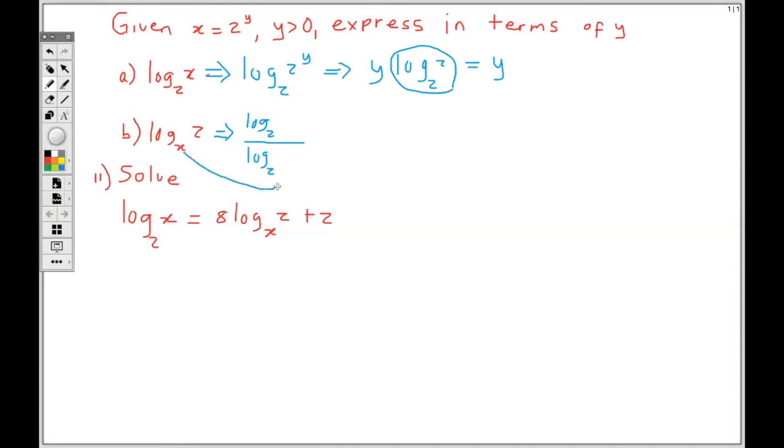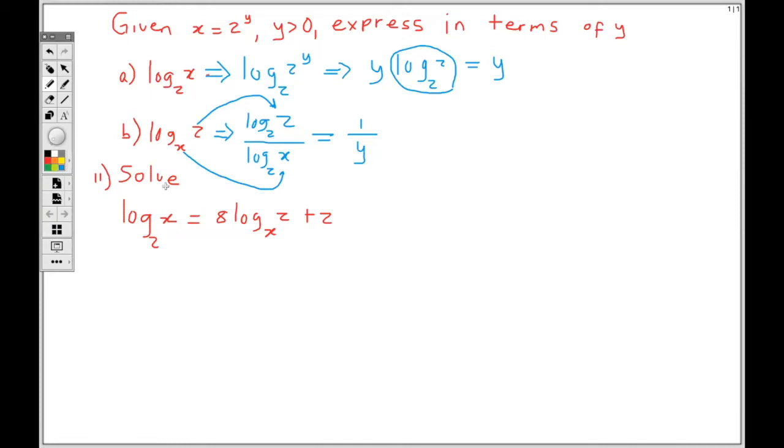Then I have the x goes in the denominator and 2 goes in the numerator. So we have log base 2 of 2 in the numerator, log base 2 of 2 is 1. So all of this is 1. And in the denominator, we know that log base 2 of x is 1 over y.